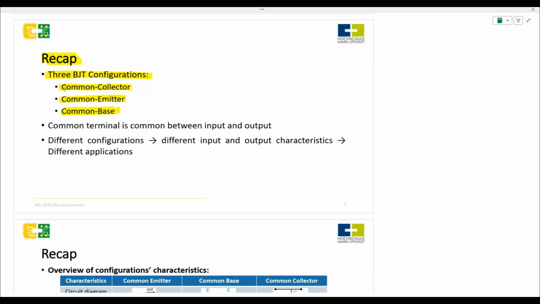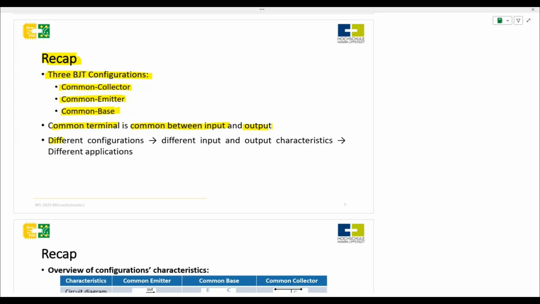So it is either a common collector, a common emitter, or a common base. The common terminal is common between the input and the output. So when we say a common collector, the collector is common between the input and the output, and so for the others.